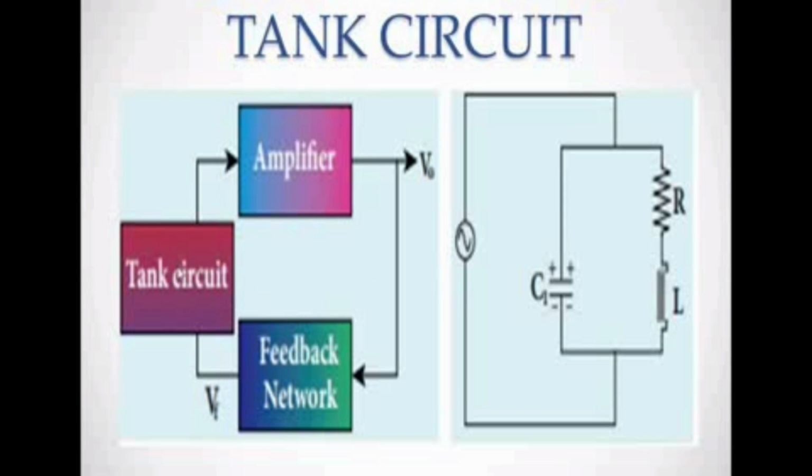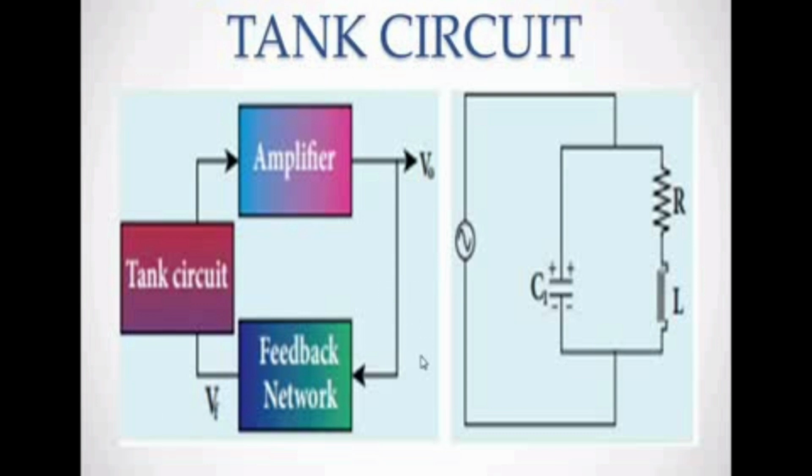So when the tank circuit oscillates and produces an alternating energy, definitely it has some energy loss. That energy loss means it produces the damped oscillation. Whatever amount of energy is lost in the tank circuit, that energy is supplied from the amplifier. So it will oscillate with full energy. That oscillation is called undamped oscillation. So this is the process of producing the undamped oscillation by using the amplifier.